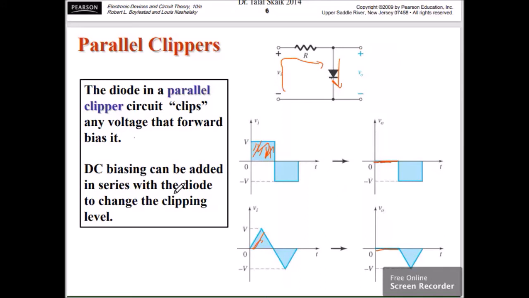So, DC biasing can also be added, just like earlier. DC biasing can be added in series with the diode to change the clipping level. Okay, so let's now look at how it clips the voltage that forward biases it. Okay? Let's see. So, let me just erase this.